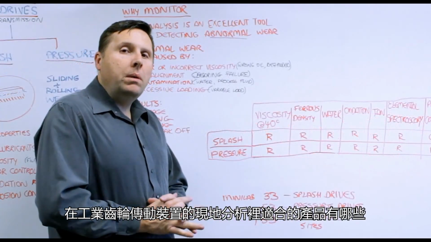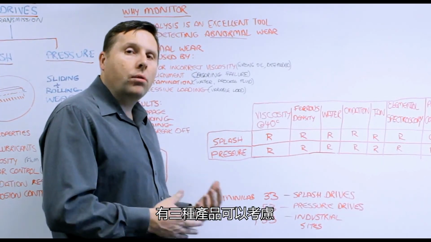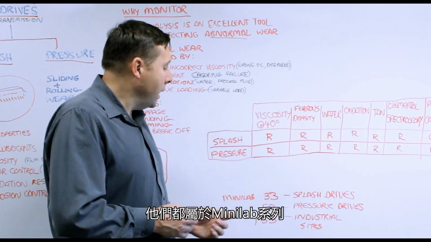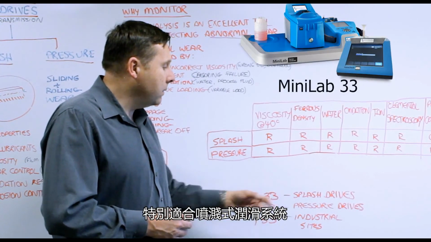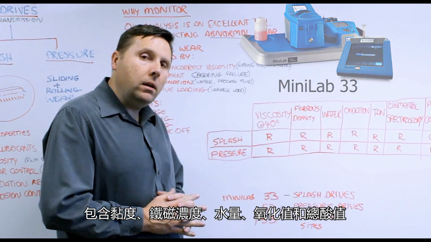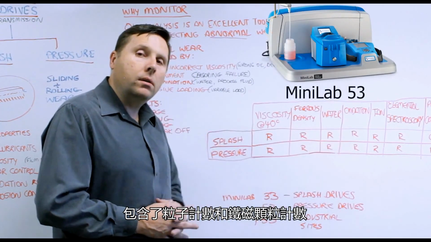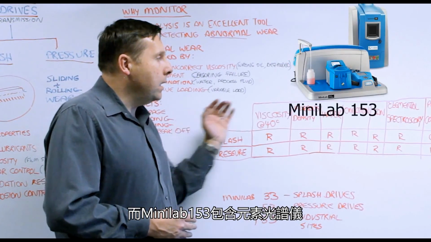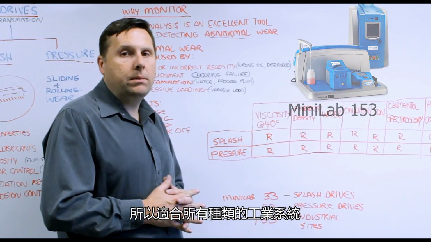So what are the solutions we propose for on-site analysis of industrial gear drives? There's three major systems that you can consider. They're all in the MiniLab category. The MiniLab 33 is a great screening package, and it's excellent for splash drives because it's got viscosity, ferrous density, water, oxidation, and TAN included. The 53 is perfect for pressurized systems because it's got the particle count and the ferrous particle count included. And then the 153 system includes the elemental spectroscopy, and it's ideal for all types of industrial systems.